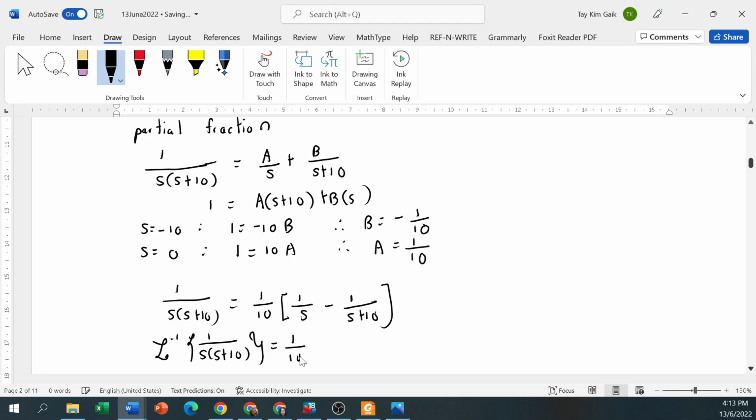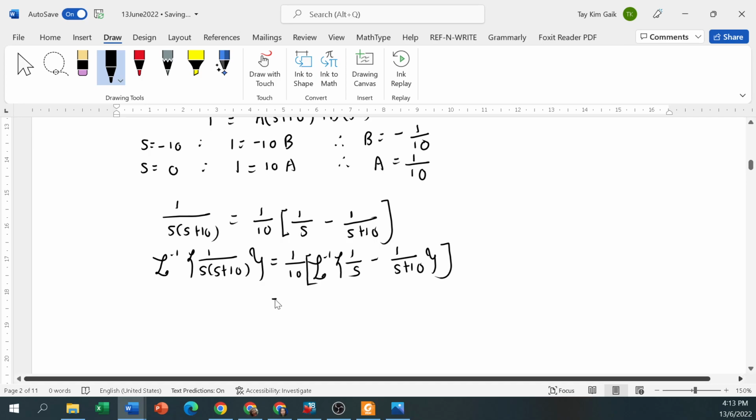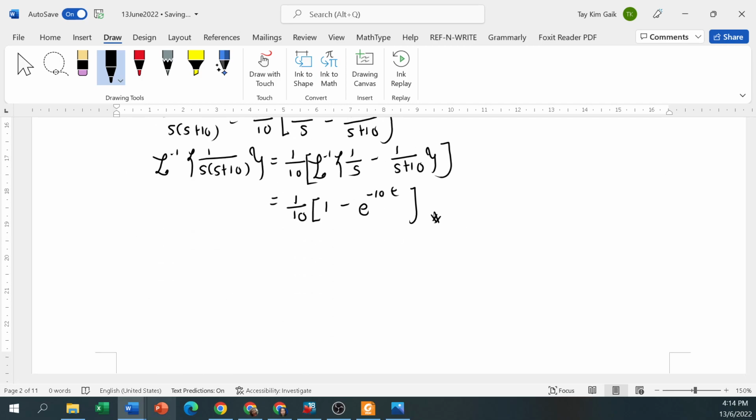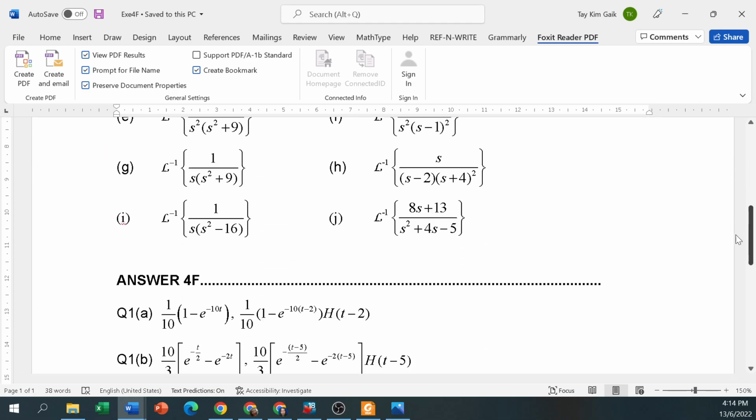It will be 1 over 10 times the inverse Laplace of 1 over s, minus 1 over s plus 10. The inverse Laplace of 1 over s, you get the answer is 1. The inverse Laplace of 1 over s plus 10 is e to the power negative 10t. So using completing the square, you get the answer in terms of sinh 5t. This one you get in terms of e to the power negative 10t. Okay, let's check. Question 1a first. Okay, correct.